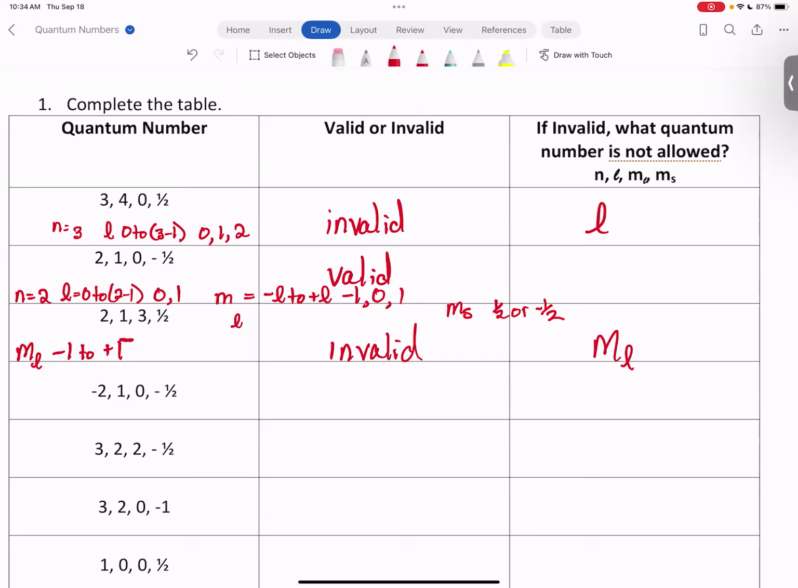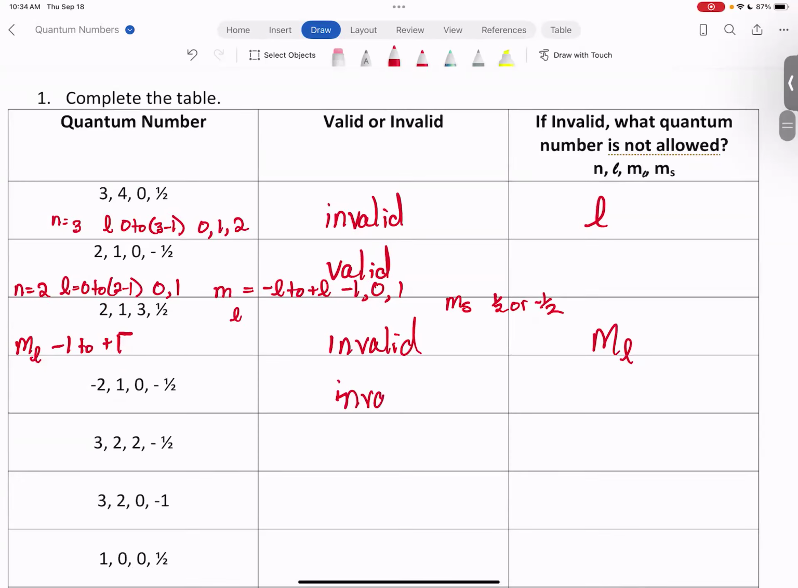So that, right off the bat, N is below. The rest of it was a possibility, but because of N, it was invalid. Let's try one more. 3, 2, negative 1/2. Is it valid or is it invalid?